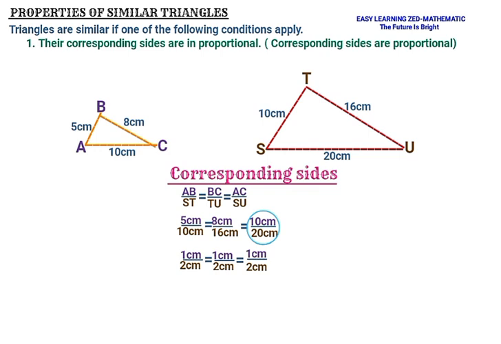So that's the one point you should consider, that their corresponding sides are proportional. And how do you test that the corresponding sides are proportional? When you reduce them to the lowest ratio or fraction, they will give you the same fraction or ratio. Basically this is how you can identify that the triangles given are similar. Let's go to the next point.